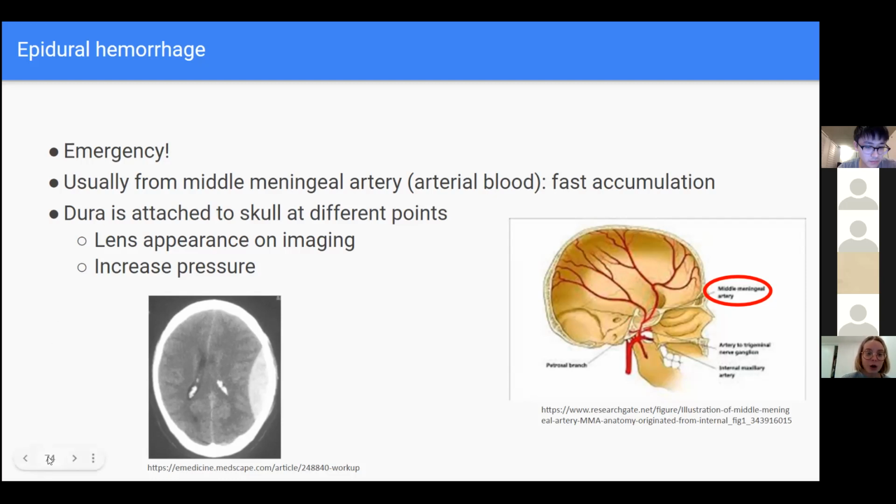And what we need to remember is that the dura is attached at different points to the skull. Because of that, the epidural hemorrhage will only accumulate in between those two attachments. That creates an important increased pressure in the brain, which is one of the reasons why it is such an emergency. It also gives the CT scan a classic lens appearance. As we can see here, it's convex, it really looks like a lens, and that is the classic image of a CT scan of an epidural hemorrhage.